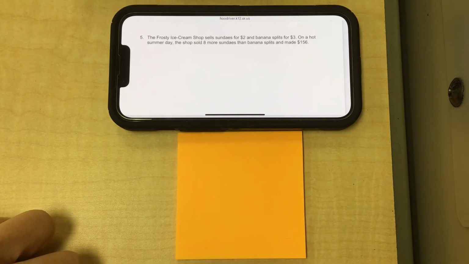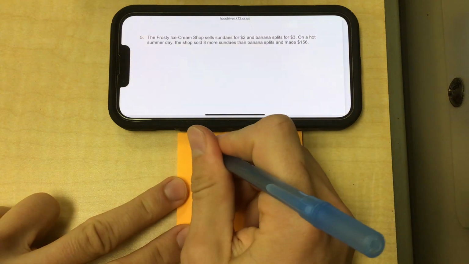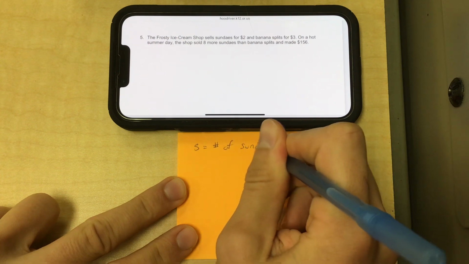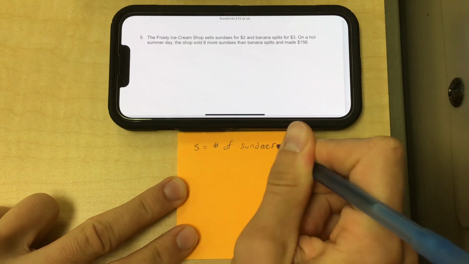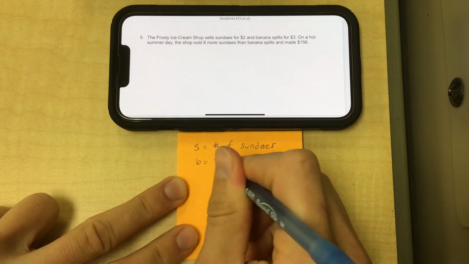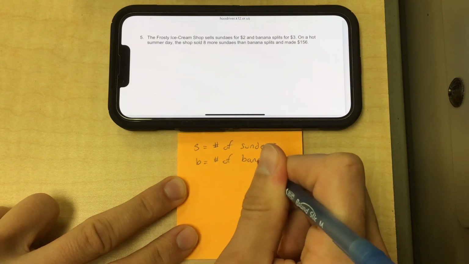So it says the Frosty Ice Cream Shop sells sundaes for $2 and banana splits for $3. On a hot summer day, the shop sold 8 more sundaes than banana splits and made a total of $156. So first, let's define our variables. I'm going to make S the number of sundaes, because we were trying to find how many sundaes and banana splits there are. And then B is the number of banana splits.